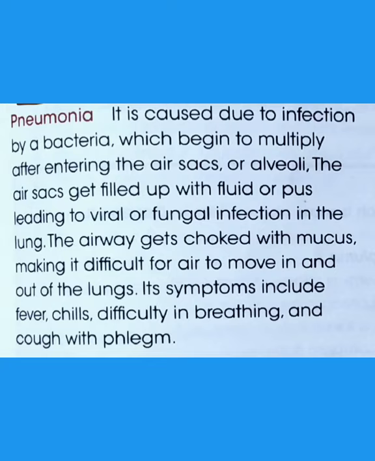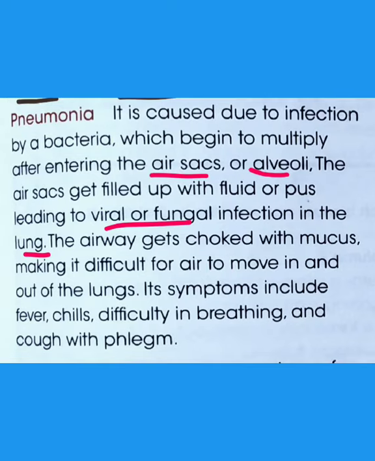Next is pneumonia. It is caused due to infection by bacteria which begin to multiply after entering the air sacs, or what we also call alveoli. These air sacs get filled up with fluid or pus, leading to viral or fungal infection in the lung. As a result, the airways get choked with mucus, making it difficult for air to move in and out of the lungs. The symptoms are fever, chills, difficulty in breathing, and cough with phlegm.